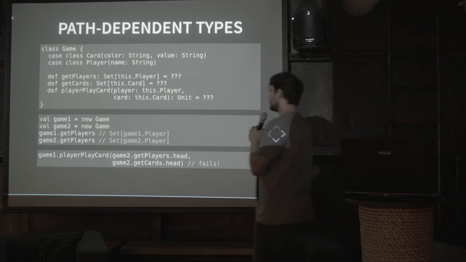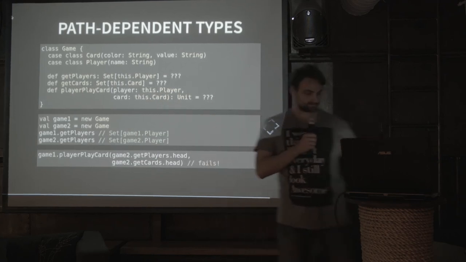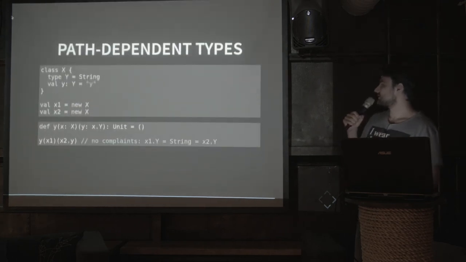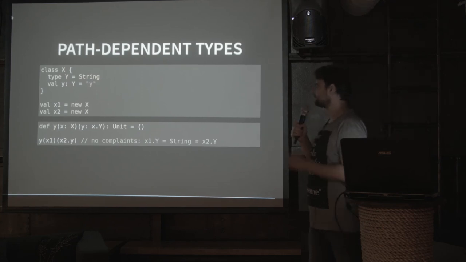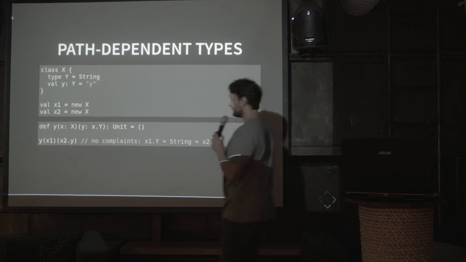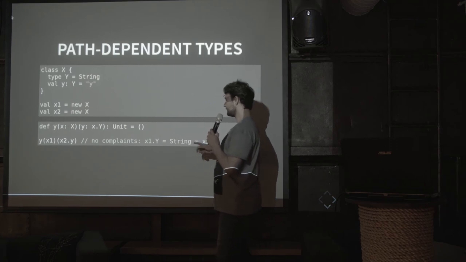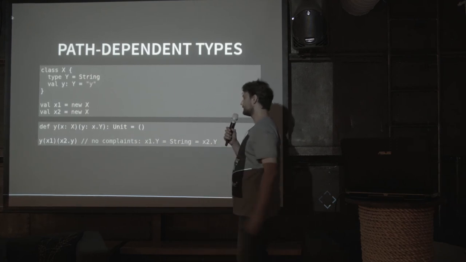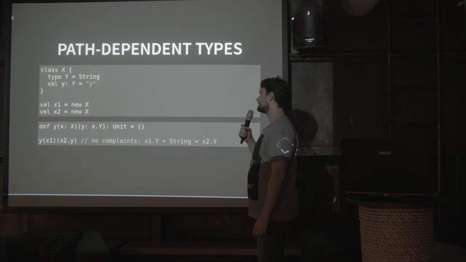But path-dependent types are not restricted only to this. We can create something like this. We can have a class X. We can say that the type Y is a type alias for String. And if we created those two different X's and tried to force Scala to use only values that originate from one of those external values, well, the compiler wouldn't complain because it can infer the type of x to be String.